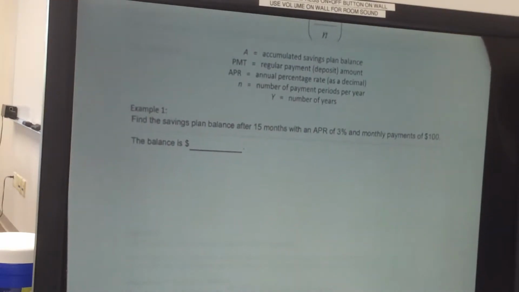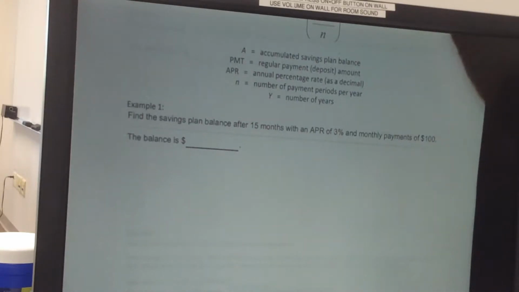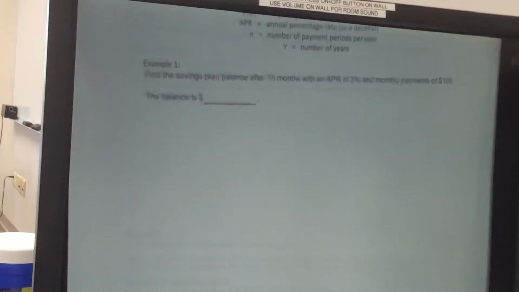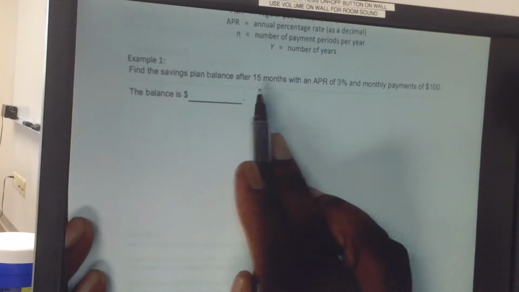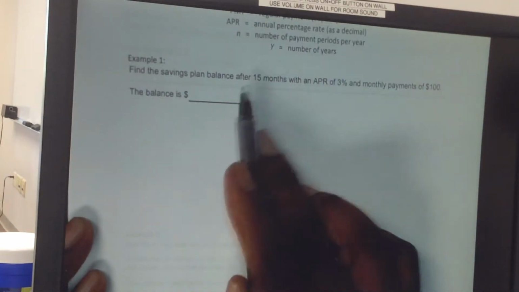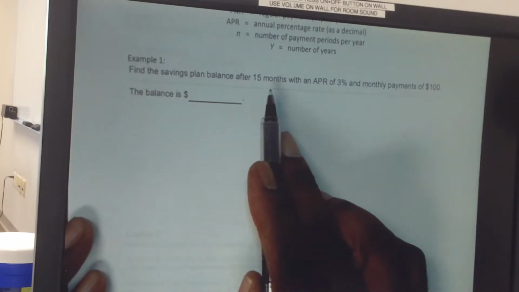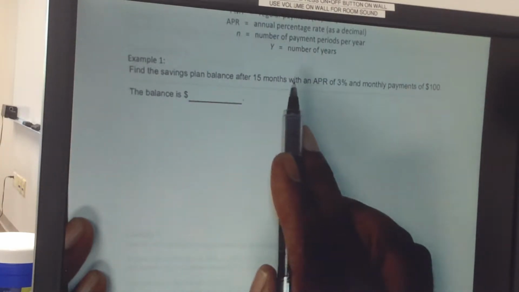Like in example 1, we want to find the savings plan balance after 15 months with an APR of 3% and monthly payments of $100. So we want to find out what that balance is in this case. Now, we got 15 months. Y is going to be the number of years. That means we need to convert 15 months into a decimal amount of years.